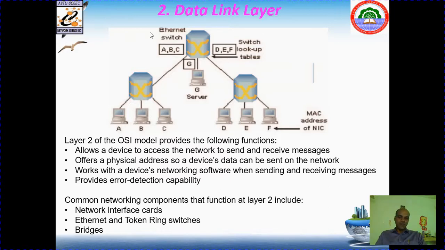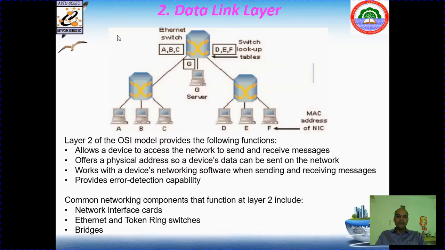It is also called layer 2 of the OSI model, which provides the following functions. It allows a device to access the network to send and receive messages. It offers the physical address so a device's data can be sent on the network. It works with the device's networking software when sending and receiving messages. At the same time, it has the capability of error detection.